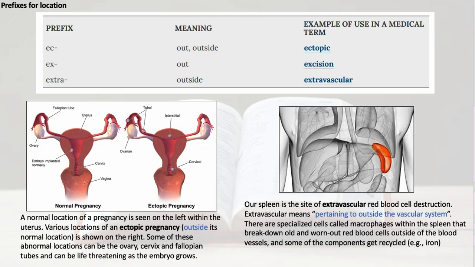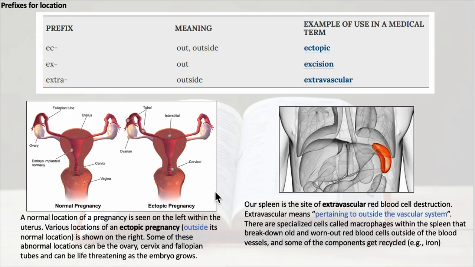Let's continue with prefixes for location. Now we're going to talk about ek, ex, and extra. Very similar, but they have slightly different meanings used in different contexts, and we'll talk about where they are most appropriately used. So for the first prefix, ek, meaning out or outside. Now, ek signals something external or sometimes displaced from its usual location.